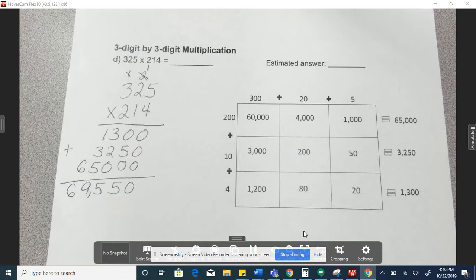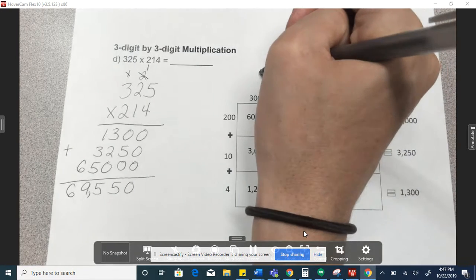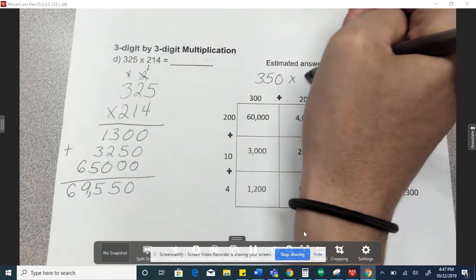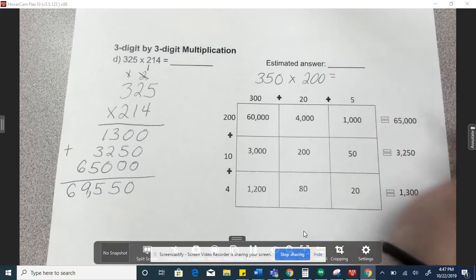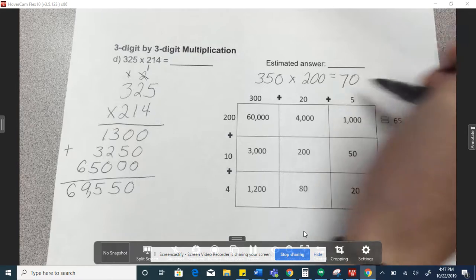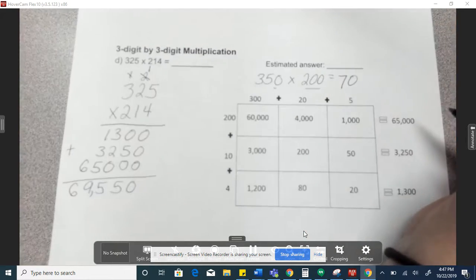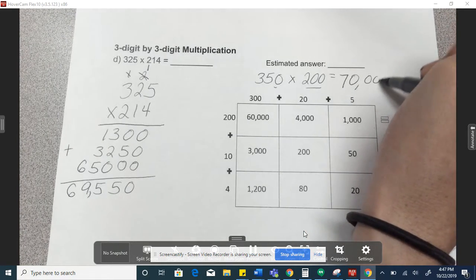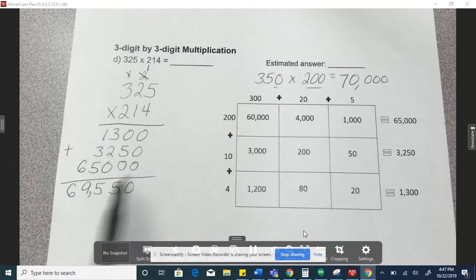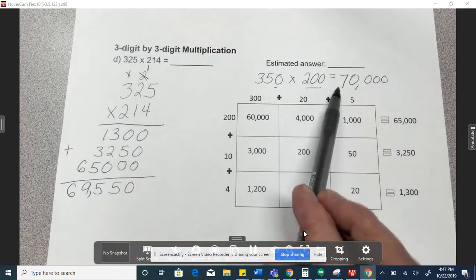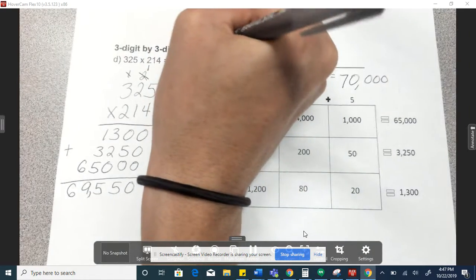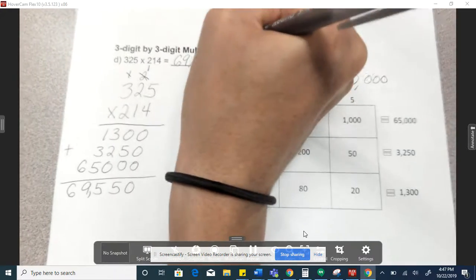If we wanted to estimate that, we could do 350 times 200. I know 35 times 2 is 70. And I have my tens times my hundreds, my thousands. Ooh, wow. 69,550 is so close to 70,000. This is most likely right. They're reasonable. So my answer is 69,550.